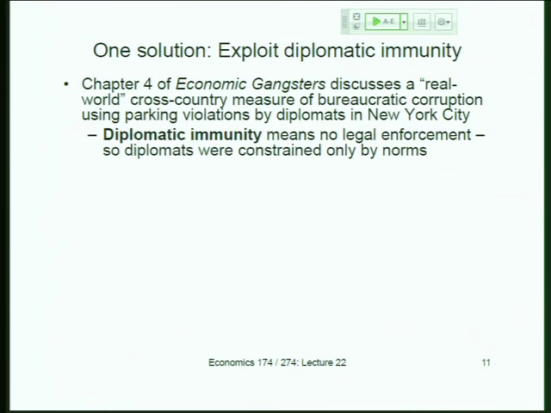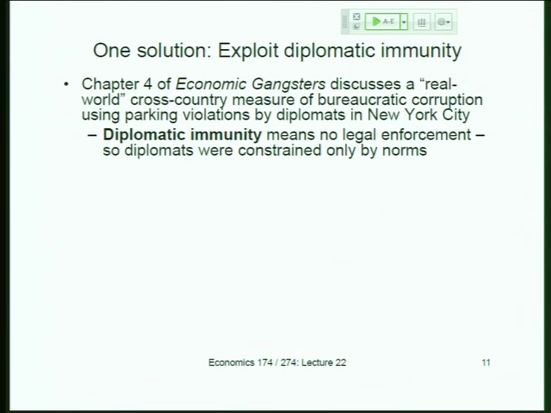What we're able to do is take advantage of the fact that there's a large population of diplomats from around the world that all live in New York City. We ended up getting data from New York City. Now, how does that help us? Well, those diplomats face a very different legal enforcement environment than the rest of us. In particular, it's well known that diplomats serving abroad have diplomatic immunity. And diplomatic immunity means people can break the rules, like parking rules in our case, and basically get away with it. Let me explain in a little more detail what that means.